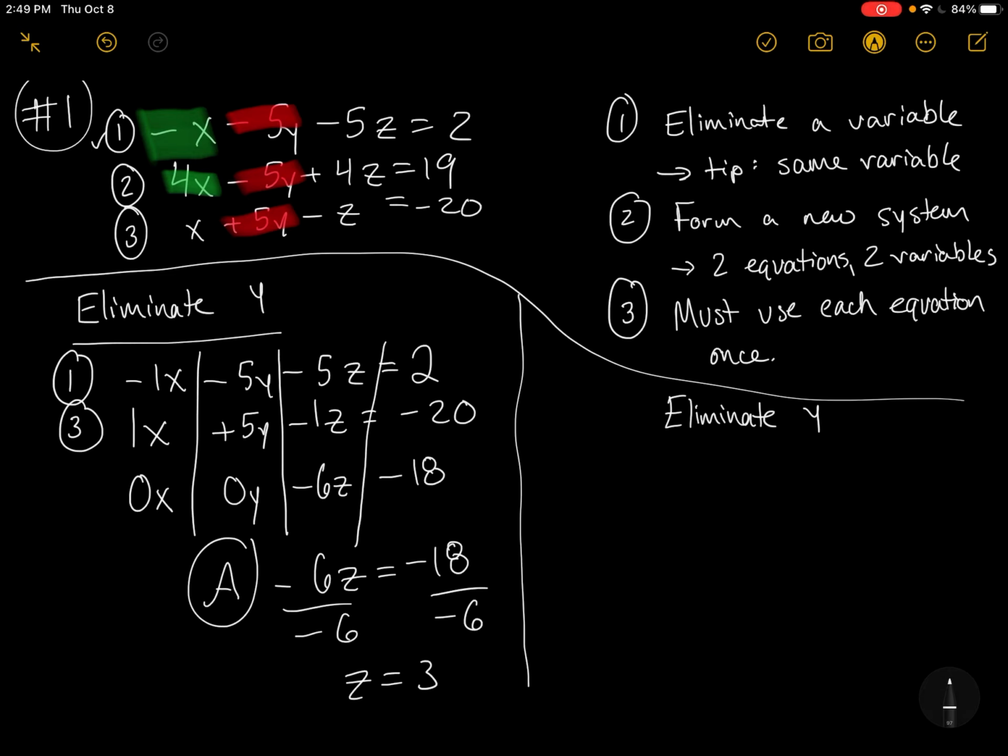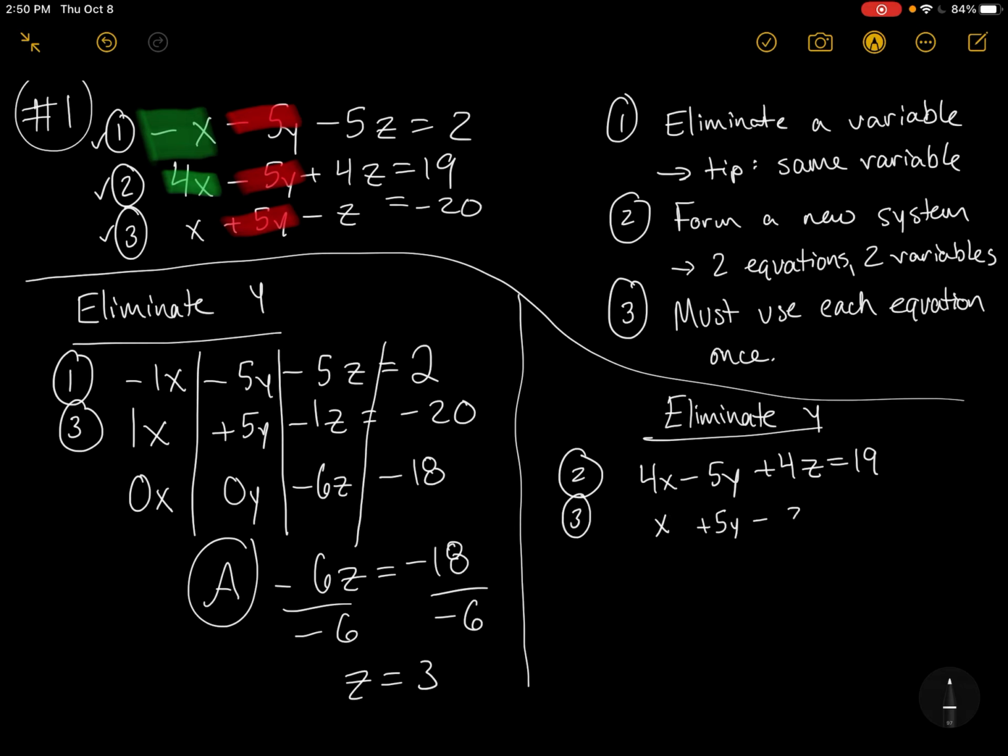Okay, so we used equation number 1 and we used equation number 3. That means we definitely have to use equation number 2. 4x minus 5y plus 4z equals 19. Okay, so we've used equation number 2. And again, we're eliminating y, so to get rid of negative 5y, we need positive 5y. And let's look back again. Which equation do we see that has a positive 5y? Looks like we're going to use equation number 3 for this.